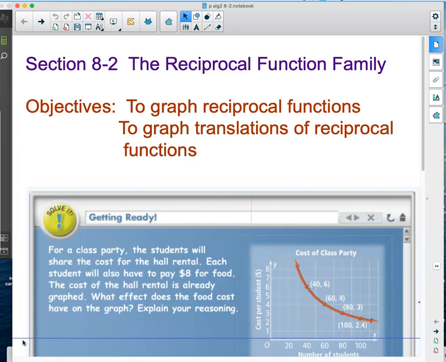So the reciprocal function family, I started to show you on the graphing calculator how these graphs look, and we did a little bit of graphing on the first day with inverse variation. So now we're going to graph reciprocal functions. I'm not sure that we'll get to the translations. I made the video yesterday expecting that maybe we wouldn't, so we'll see whether or not we make it all the way there or not. Down here.